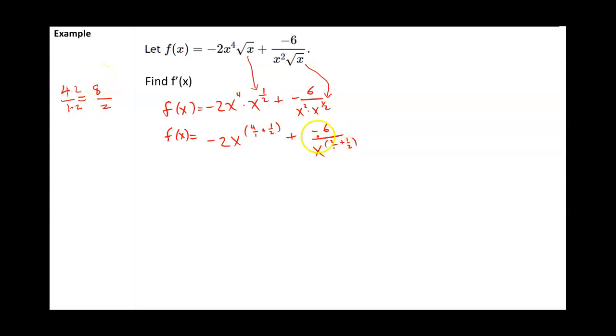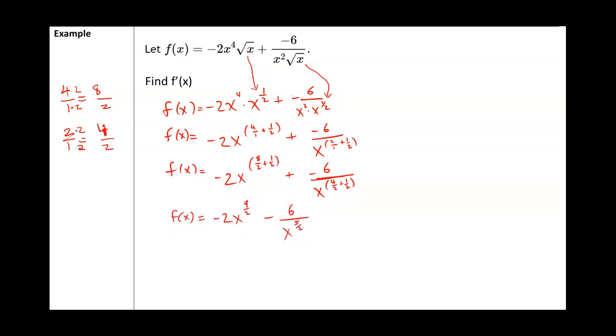Same thing with the 2 over 1. We have a 2 over 1, and we need to get a denominator of 2. So we're going to multiply both the numerator and denominator by 2, thus making it 4 over 2. And if you think about it, 8 over 2 is the same thing as 4 over 1. It's just a different way of writing it, so we can have the common denominator. Okay, so we have 8 over 2 plus 1/2. This gives you negative 2x to the 9/2. And then 4 over 2 plus 1/2. This gives you x to the 5/2.